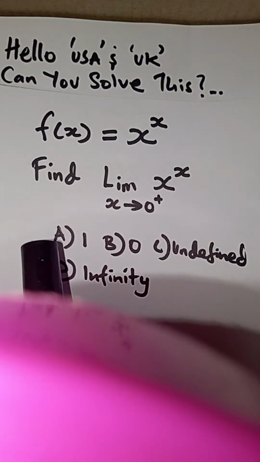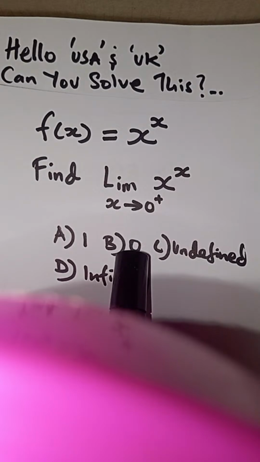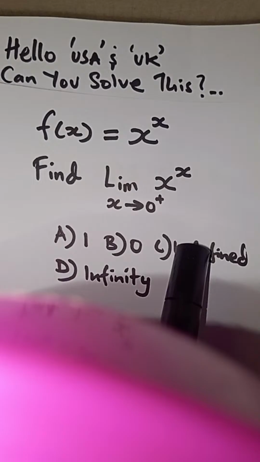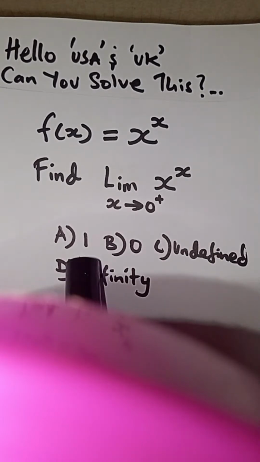So we have solutions. A is either 1, B is 0, C is undefined, and then D we're going to get infinity.